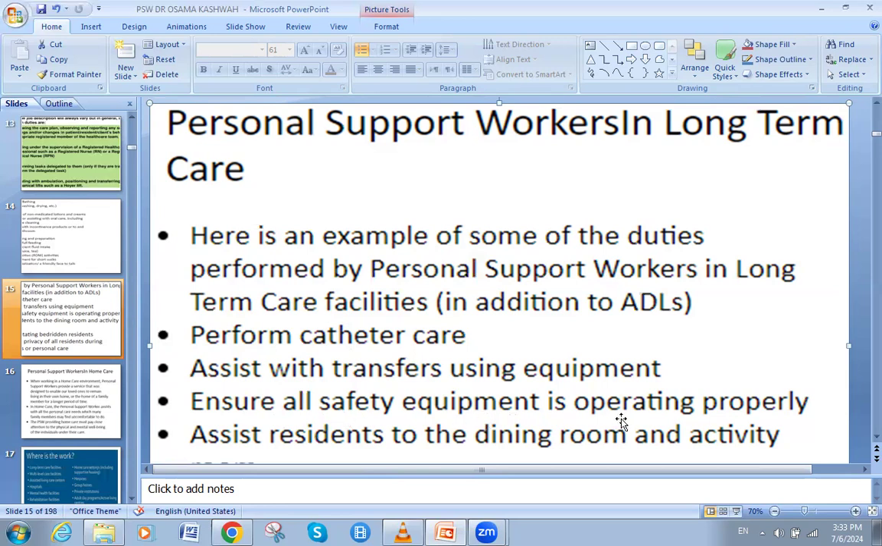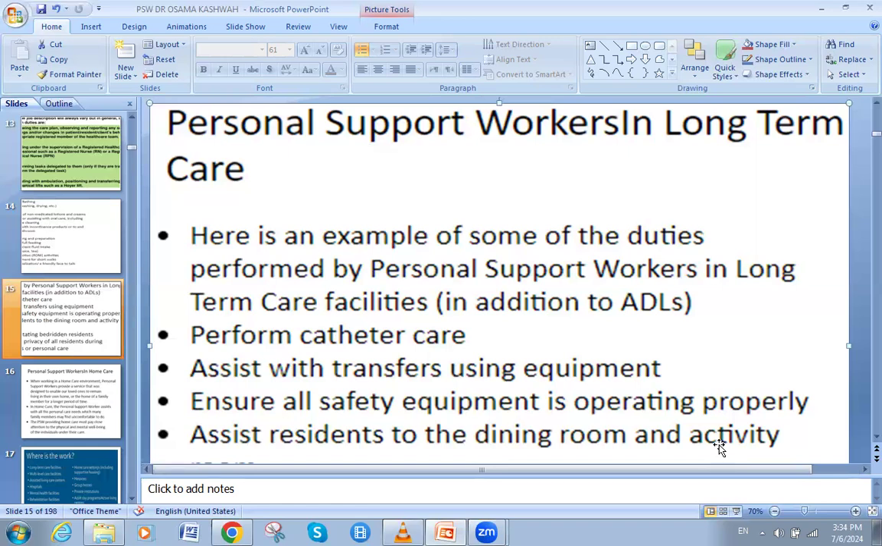Ensure all safety equipment is operating properly. So I make sure that everything is right, nothing is broken, everything is okay. Assist residents to the dining room and to activities. Usually, most of the patients, either in long-term care or home care, like nursing homes or retirement residence homes, like to watch TV, sit in the dining room, and move from place to place. They don't sit all the time on the bed.